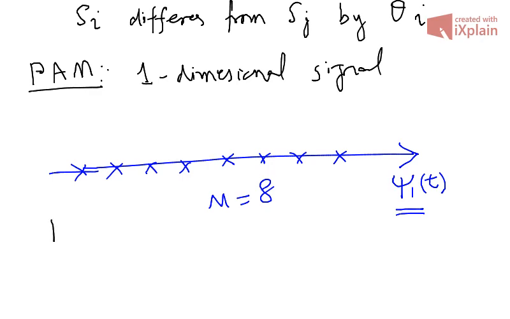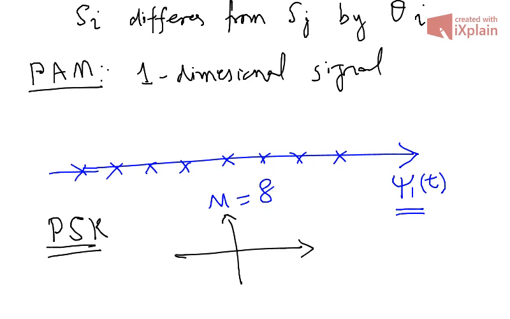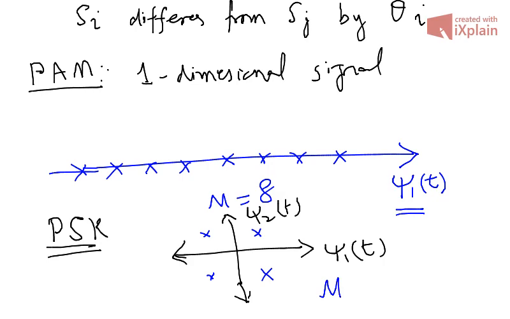While in PSK, or phase shift keying, our signals are two-dimensional. It means we need two axes, psi 1 of t and psi 2 of t, to represent our signal points in these dimensions. The simple example is QPSK. We learned about M-ary PSK. The simplest example is QPSK, when M is equal to 4, and we said that we have this signal constellation.